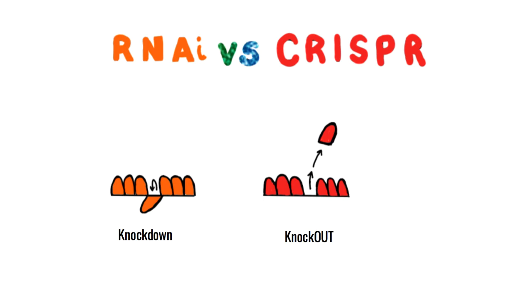What are some of the main differences between RNAi and CRISPR? A primary point of distinction is that RNAi reduces gene expression at the mRNA level, which is equivalent to, let's say, a knockdown, while CRISPR completely and permanently silences the gene at the DNA level, which is equivalent to more of a knockout. Also, CRISPR has less error.